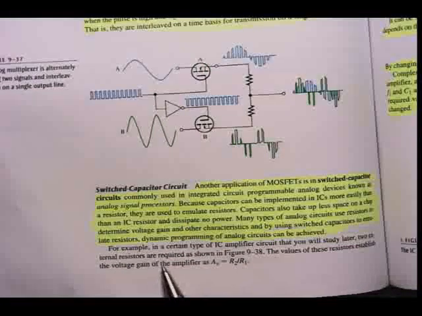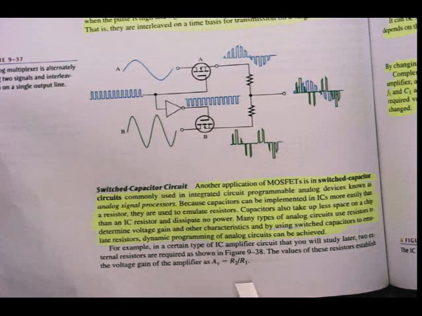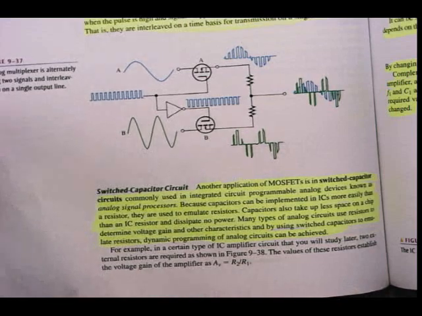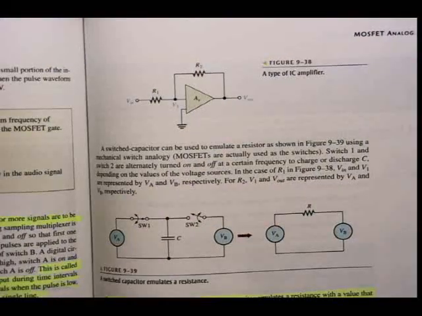Two external resistors are required, as shown in figure 9.38. The values of these resistors establish the voltage gain of the amplifier. As I said, this theory is taught in Electronics 3, so don't worry about that. It's just to show you the application at this stage. All right, so that is the application. There's a type of IC amplifier.